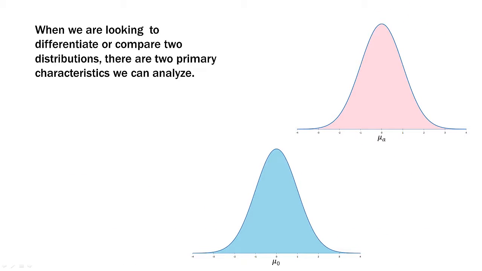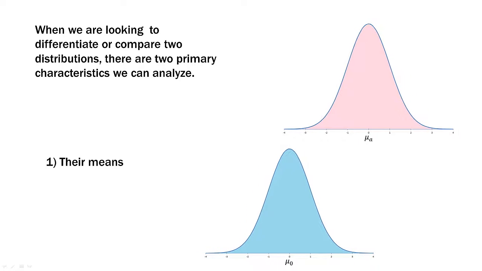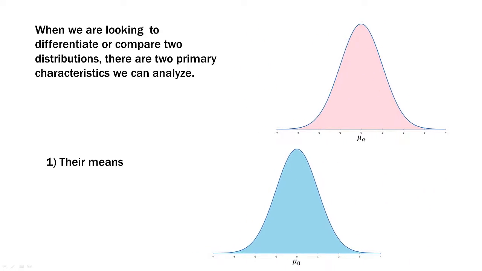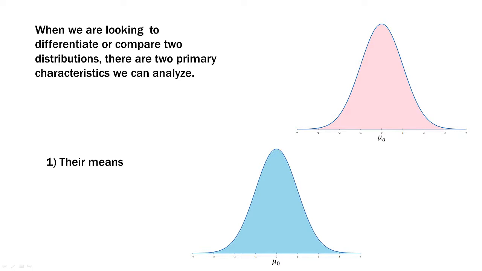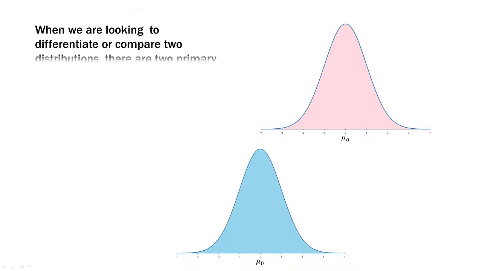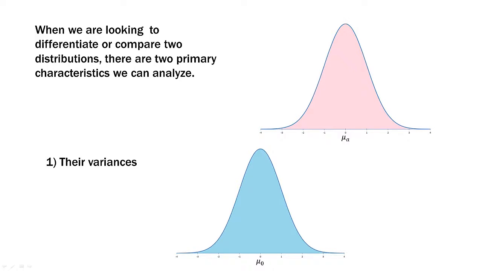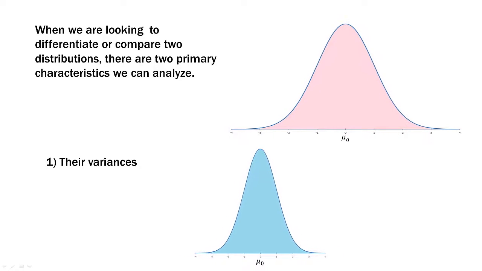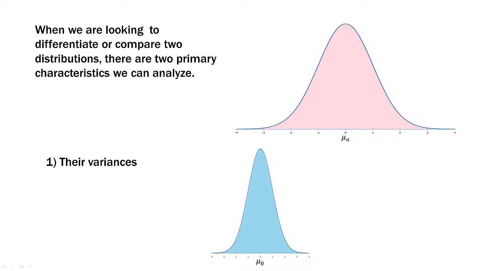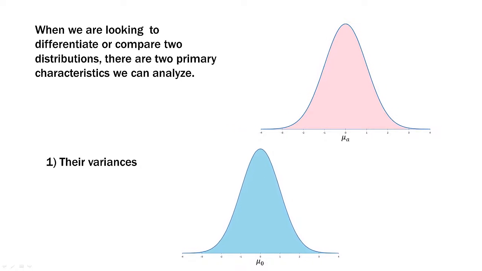Now, when we're looking to differentiate or compare two distributions, here two population distributions, there are two primary characteristics we can analyze. We can analyze the difference between their means, so where one mean is in relation to the other. We can also look at their variances, so how wide one distribution is relative to the other. Is the variance large and therefore the distribution wide, or is the variance small and the distribution therefore narrower?